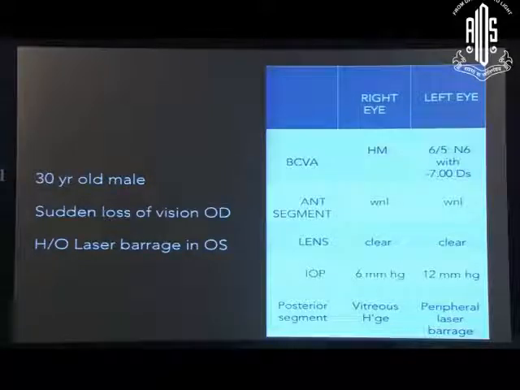This is an example of how we can interpret a 2D image into 3D reality. We have a 30-year-old male with a history of sudden drop in vision. He had vitreous hemorrhage in the right eye and a history of laser barrage in the left, which should give you a little clue as to what was the problem.